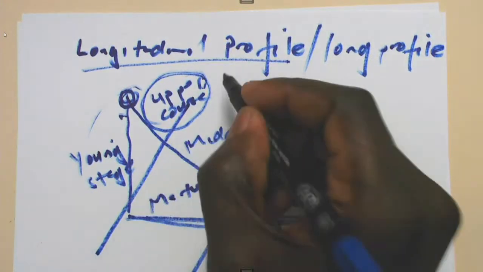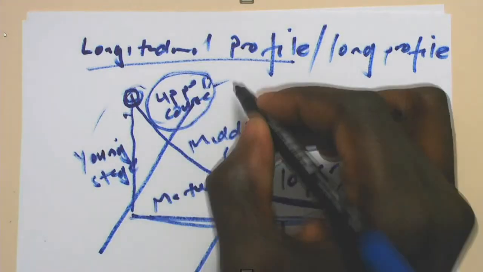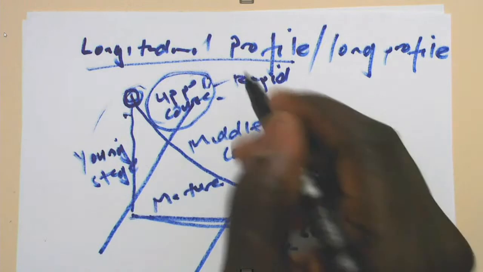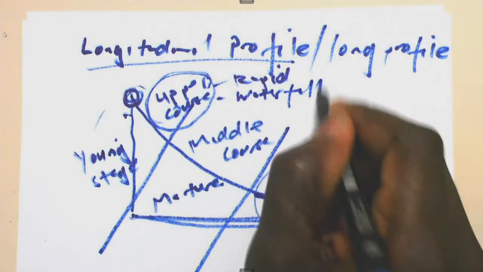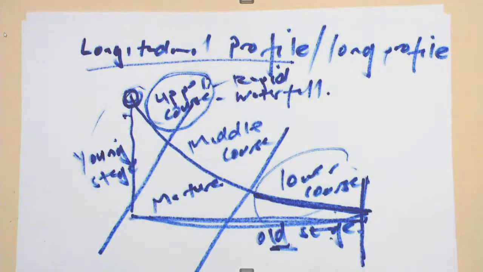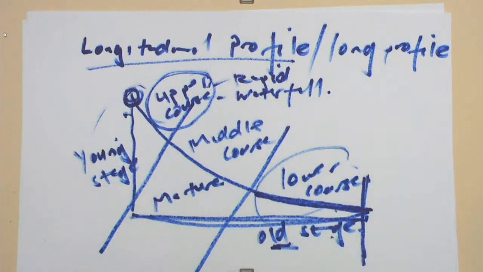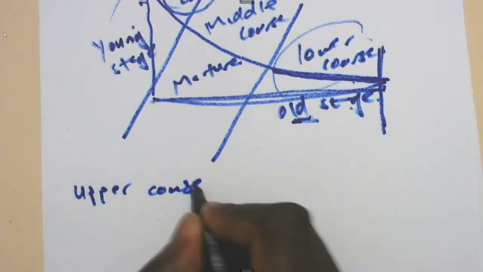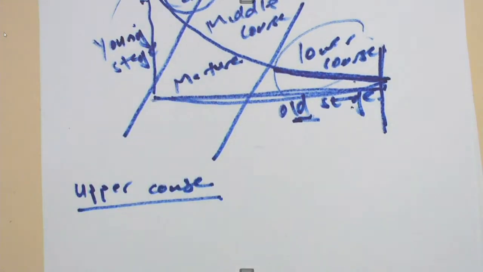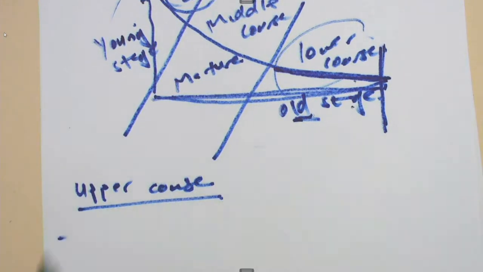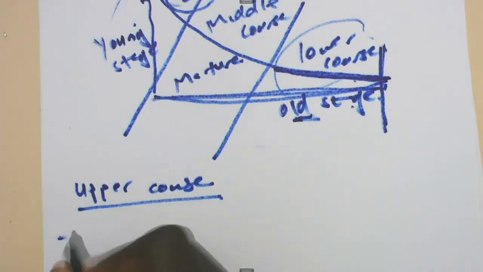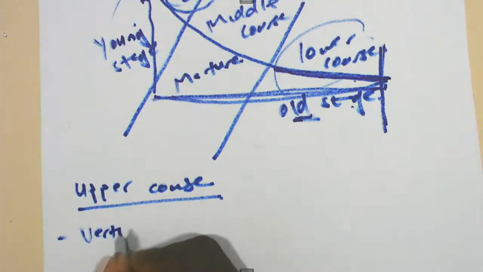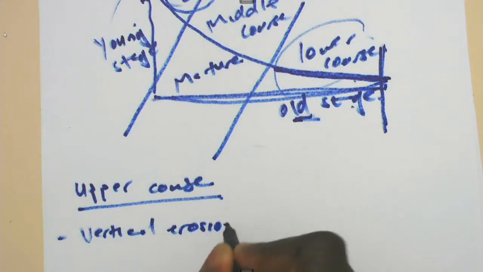So now at an upper course, which features are formed there? Rapids are formed over here at an upper course. What else is formed over here? Waterfall is formed there. And then in terms of the channels, let's look at the upper course. Let's unpack this upper course. So we are saying now, in terms of the upper course, what type of erosion is taking place over here is vertical erosion. Vertical erosion is taking place over here.